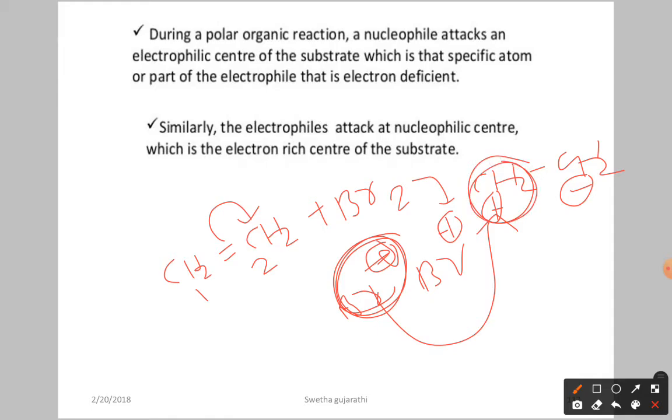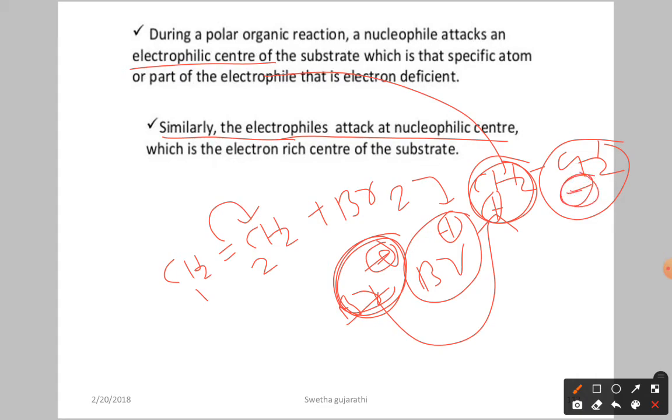Now this is the nucleophile, the negative charge, and in the substrate this is called the electrophilic center. Philic means it is going to attract the electron. Next, similarly, for the electrophile, bromine having the positive charge is called the electrophile. So similarly the electrophile attacks at the nucleophilic center. The substrate having the negative charge is called the nucleophilic center, which is the electron rich center of the substrate. Once a negative charge is there, it is electron rich.